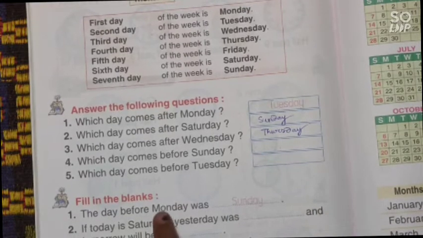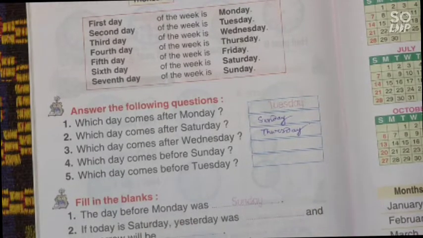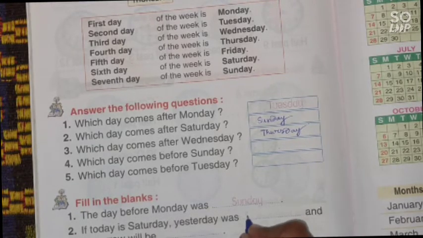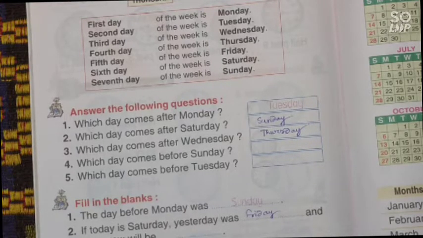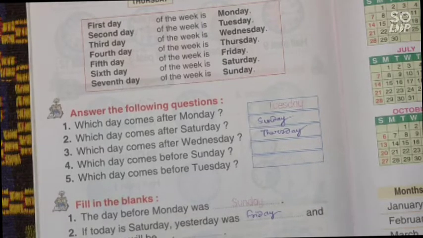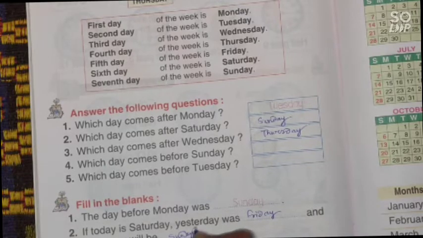If today is Saturday, yesterday was. Yesterday means the previous day and tomorrow means the next day. So if today is Saturday, yesterday, that means the day before Saturday. So which day was before Saturday? Friday. So if today is Saturday, yesterday was Friday. And tomorrow. Tomorrow means next day. So after Saturday, which day comes? Sunday. So tomorrow will be Sunday.